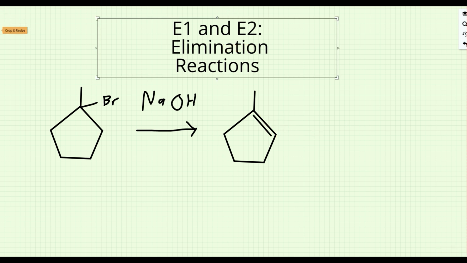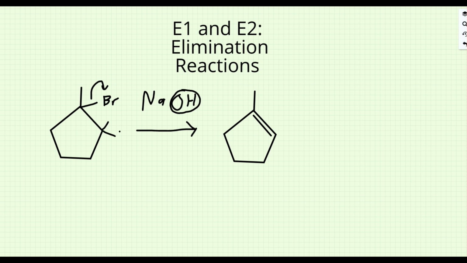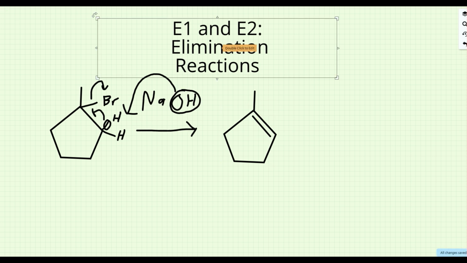Essentially, the leaving group leaves, and then this, which acts as a strong base, takes the hydrogen here from one of these carbons. I'm just going to do this one here. The hydrogen here is plucked by the strong base, and the leftover electrons go from the covalent bond to the pi bond, forming the double bonded alkene.